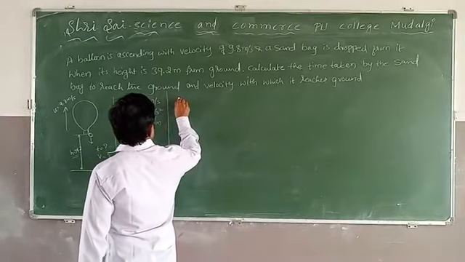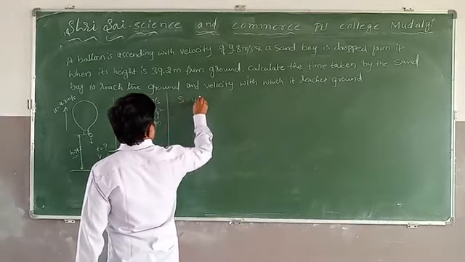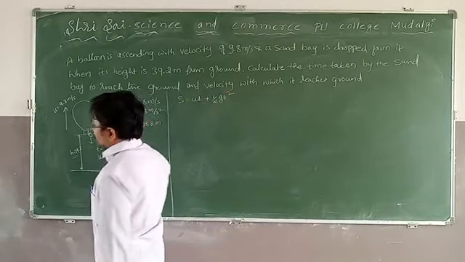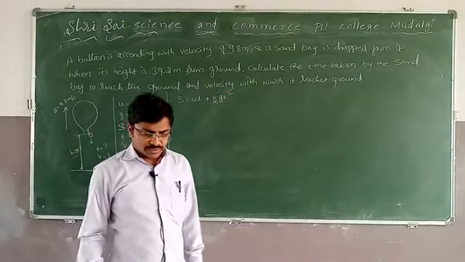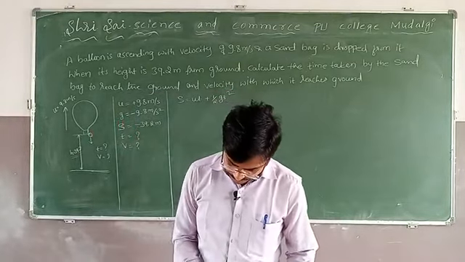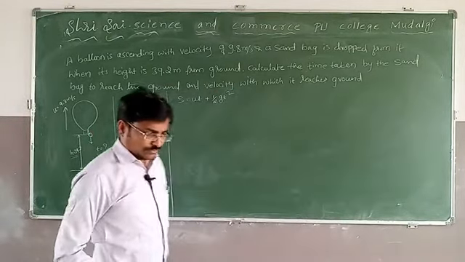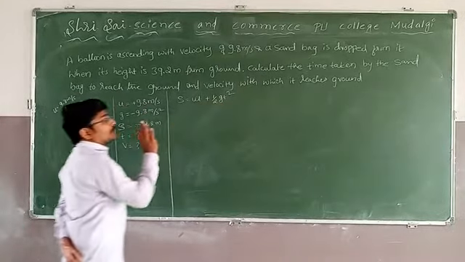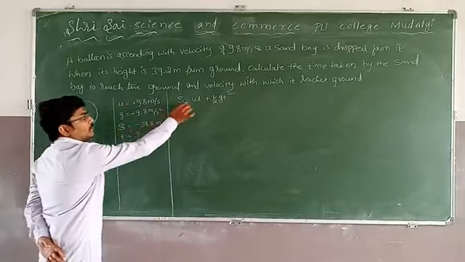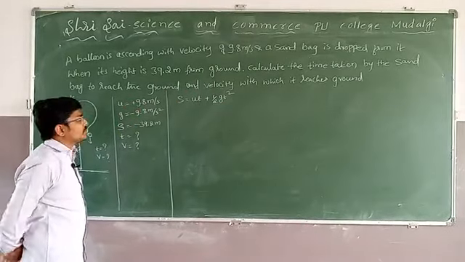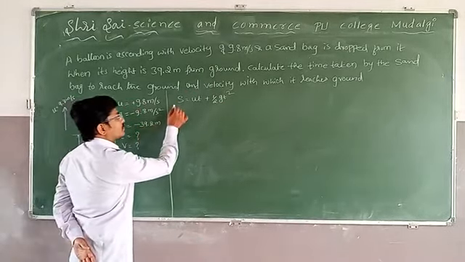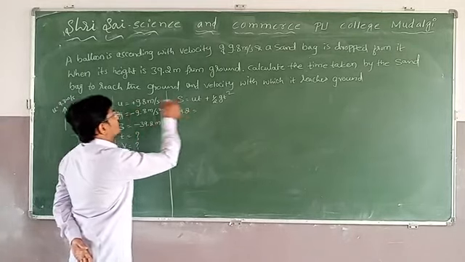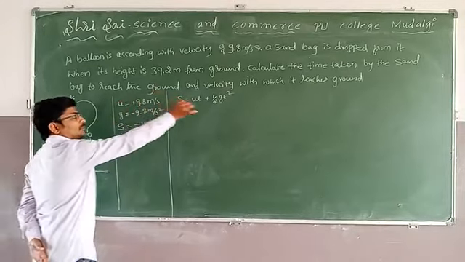We know that s is equal to ut plus half gt square. We know the formula. You can use this one, no problem. See, you can use this formula. You just go and fill the values. Minus 39. What is the S value? 39.2. What is the U? U is here. You can put here.